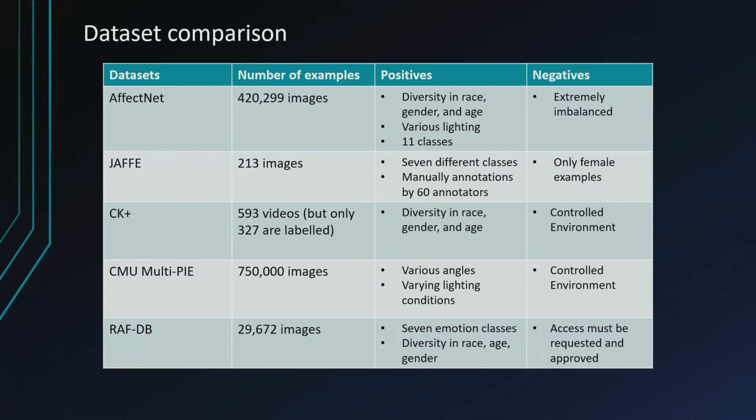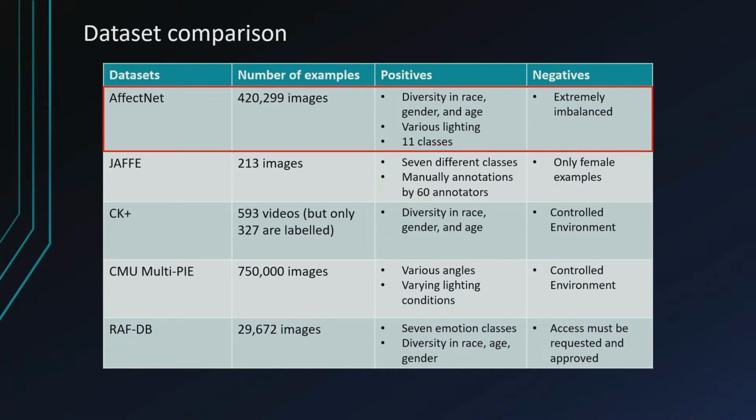Seen here are the datasets that we considered. We have chosen to go with AffectNet. The reason for this is that it has a large number of training images, a lot of diversity in race, age, and gender, as well as various lighting conditions and 11 different classes.